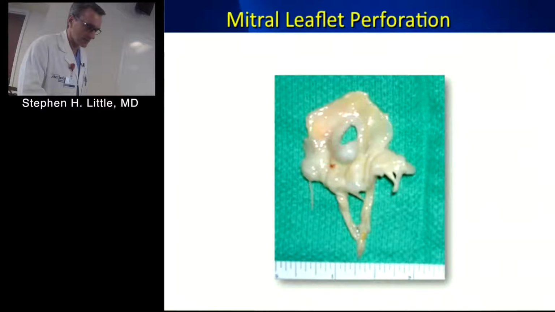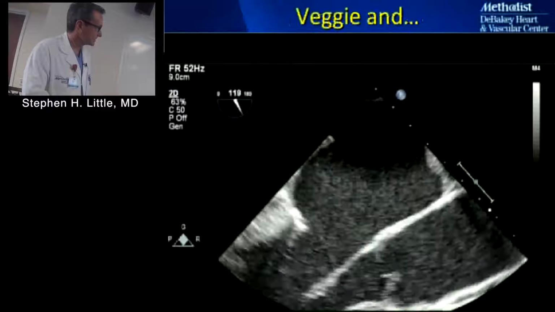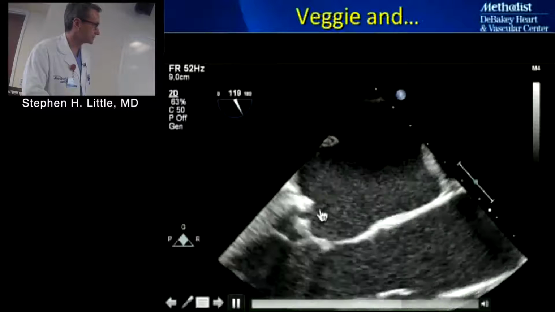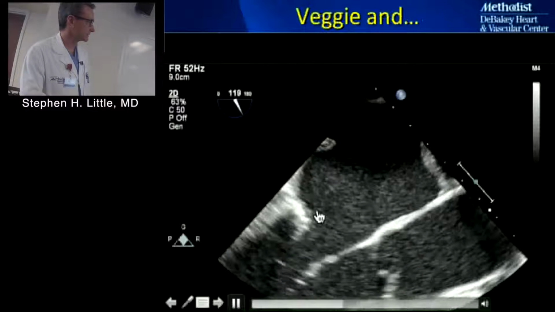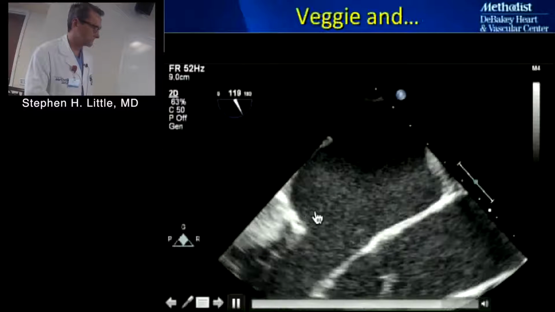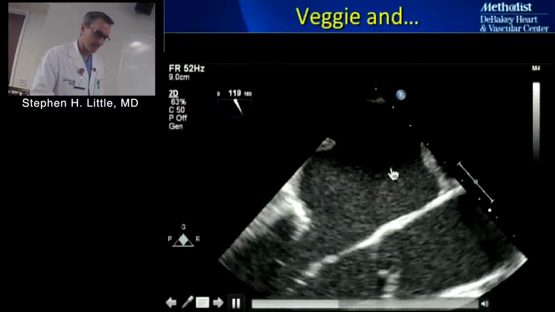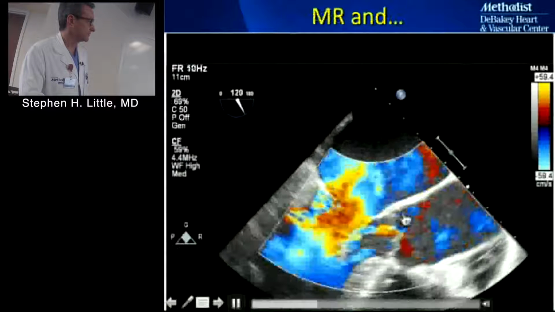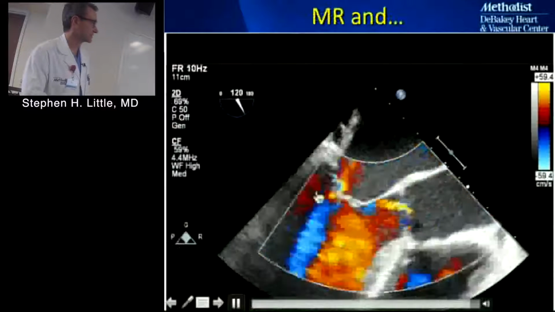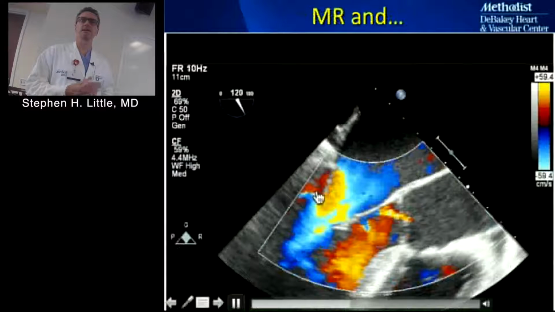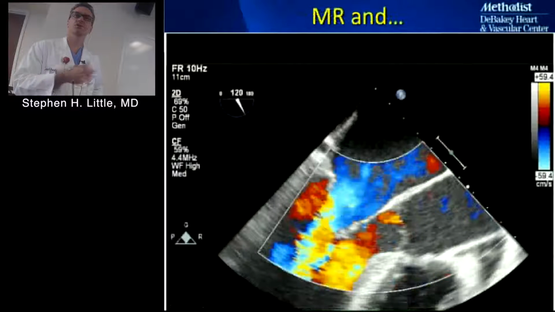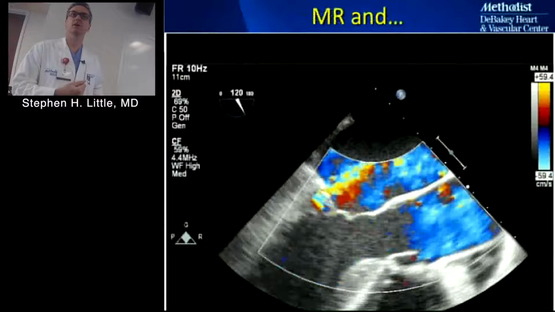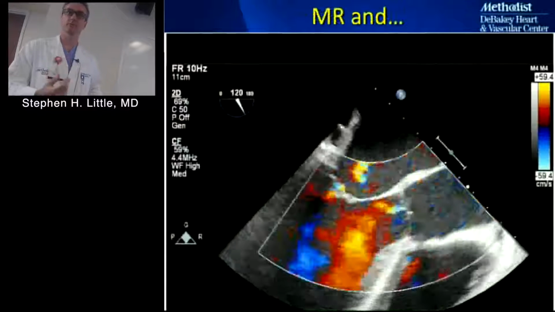All right, so this is another one. You see a little wiggler over here, sort of at the base of the posterior leaflet. Look closely there. A little bit of AI on color. There's a funky bit of mitral regurgitation. And the key thing to recognize, anytime you see regurgitation that's not coming from the coaptation zone, you've got to be suspicious of endocarditis and a perforation.